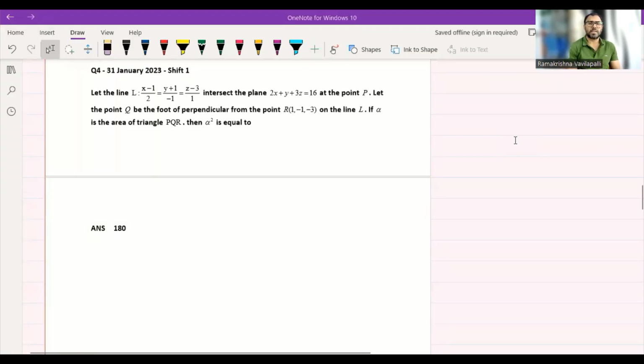So this is another mixed bag question asked in January 2023. Let the line intersect the plane at some point P. So first we need to find out the point P.